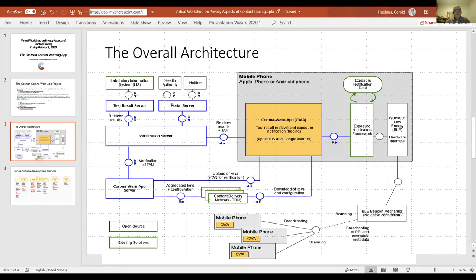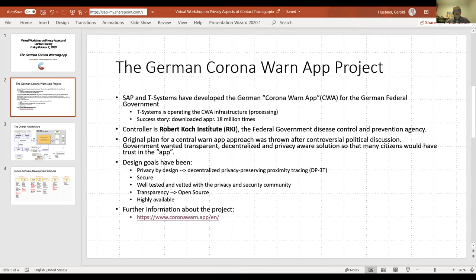There is more complexity added to it because one of the additional purposes of the app is to submit the test result to the user, which is more than just proximity tracing. And that's one of the reasons why there is a little more complexity involved here.